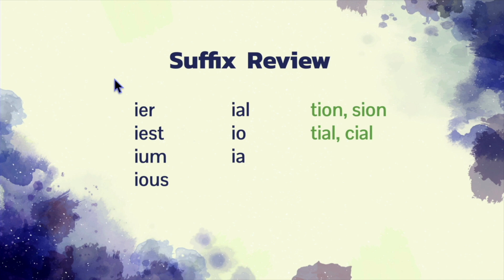Let's review the suffixes where I usually has a clear long E sound. Ear, east, eum, eus, eel, eo, and ea. In all of these, the I and the O schwa. Shun, shun, shull, and shull.